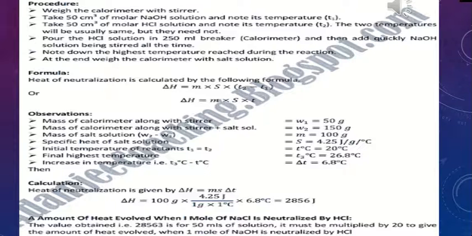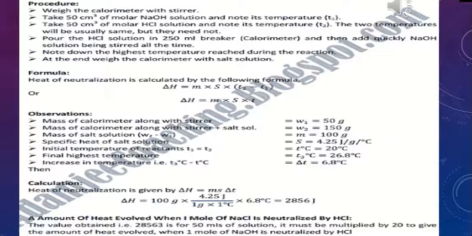Okay, start. In this slide, you can see the experiment to determine the heat of neutralization. You are not supposed to do this. You only focus on the formula. After writing the definition of the heat of neutralization, you will give the heading of formula.